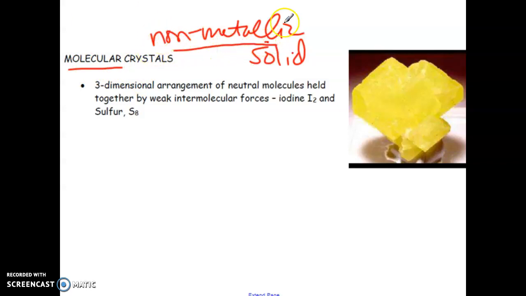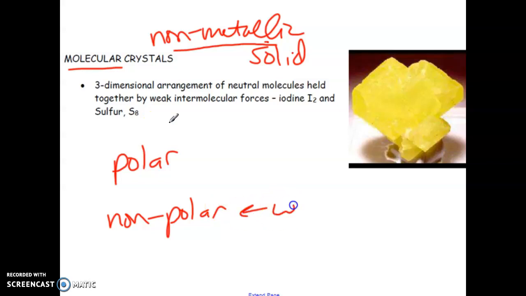typically we're discussing non-polar ones as well. So you can have polar molecular crystals or non-polar molecular crystals, of course. By comparison, the non-polar is going to be much weaker in comparison to the polar, for the reasons we talked about in intermolecular forces, right?